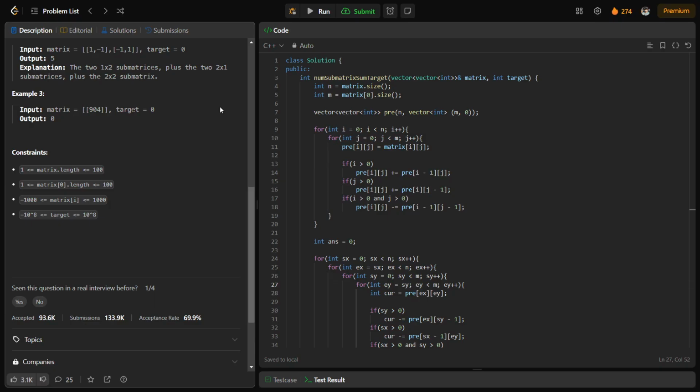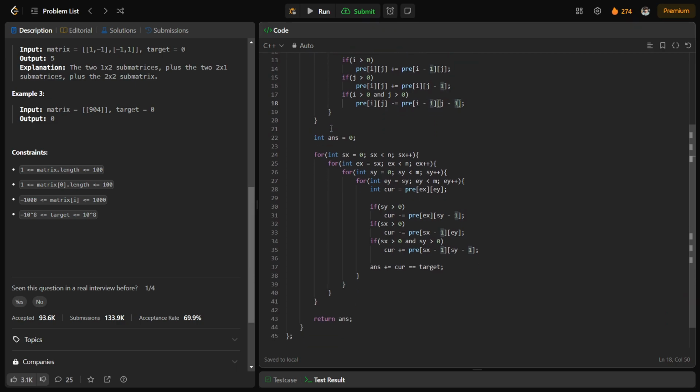Let me show you the final code. The code is very simple. It's exactly what I've just written till now. I've initialized the dimensions of the matrix, and I've initialized my prefix vector with n cross m, right. Now I've created a for loop n cross m, and prefix of ij is equal to matrix of ij. If i is greater than 0, I'm just going to add prefix of i minus 1 j. If j is greater than 0, I'm going to add prefix of i j minus 1. If both of them are greater than 0, then I'm going to subtract prefix of i minus 1 and j minus 1. This is only because I must have added this particular position twice, so I have to remove it one time.